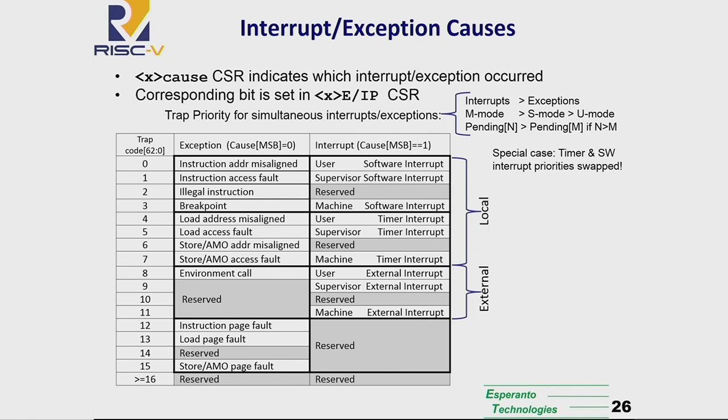This is a list of all the exceptions and interrupts which exist in the architecture. We have local and global interrupts, and the exceptions are kind of nicely grouped: instructions, load store, environment call, and page faults. These are all in the spec.